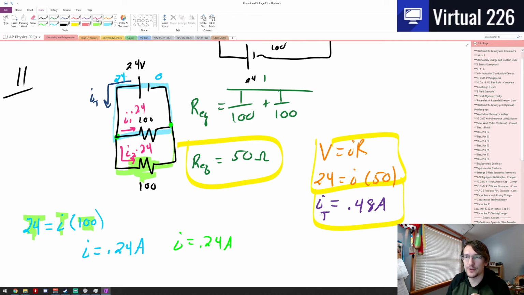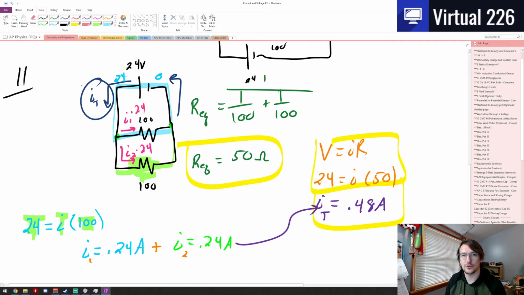We should hopefully notice now that if I take the two branches, this is I1, this is I2, and I add them together, 0.24 plus 0.24 gives us the total once again. And we know that has to happen because when this current comes back together, it's got to be the total current. You have that much current in the system, you can't lose it, it's got to go somewhere. So you could approach this problem either way. You could find the equivalent resistance of the whole thing, find the total current, and then break that up.